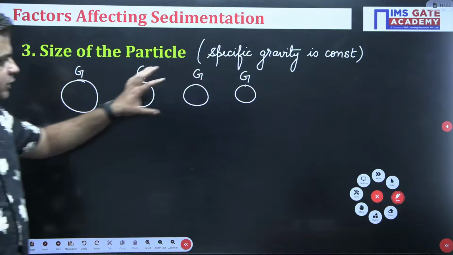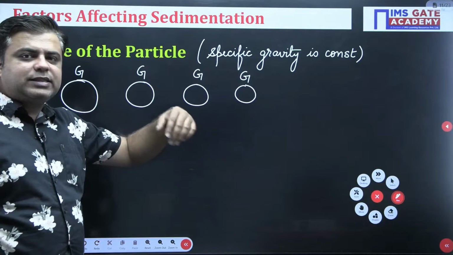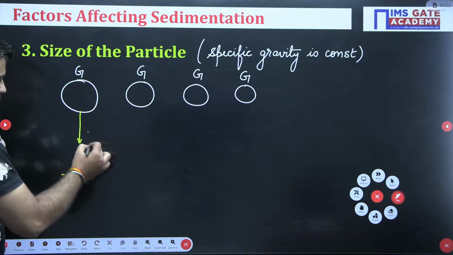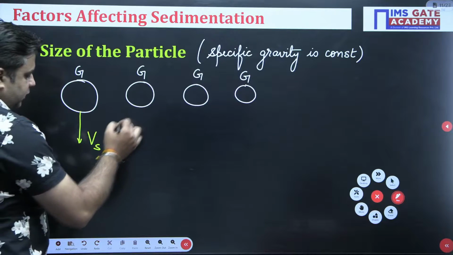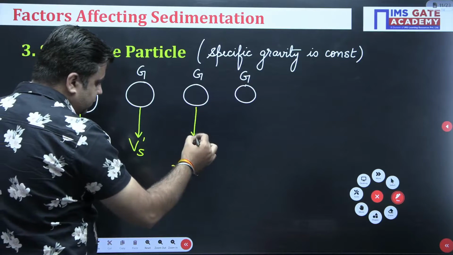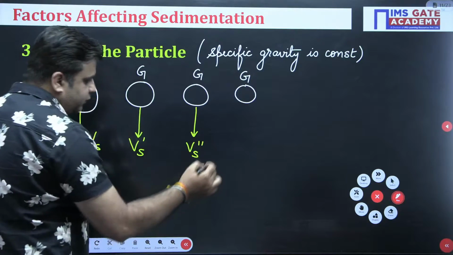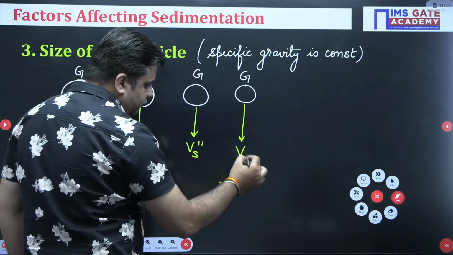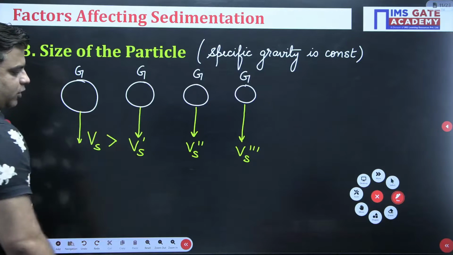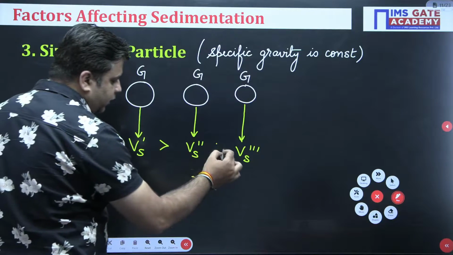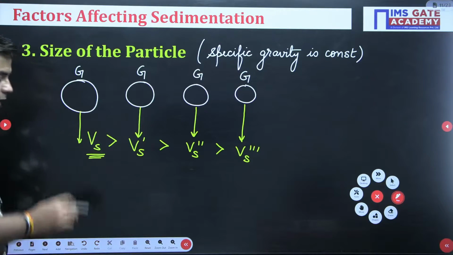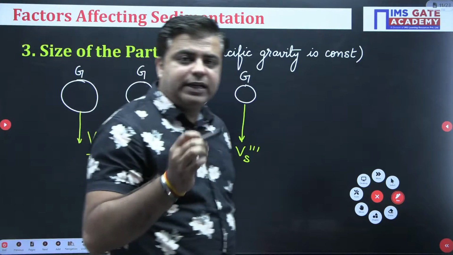If solids have the same value of G, now as the size of the particle increases, the settling velocity of the particle will also increase. So this is Vs, this is Vs dash, this is Vs double dash, and this is Vs triple dash. So clearly, as the size of the particle is more, the settling velocity is more. This is the order of settling velocity. If the settling velocity is more, more settling of that particle will take place.